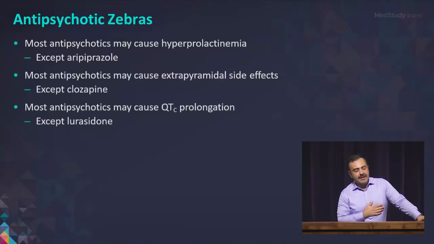There are a few zebras in antipsychotics. The only antipsychotic that does not cause hyperprolactinemia, it actually decreases the prolactin, is aripiprazole. The only antipsychotic that does not cause EPS is clozapine. And the only antipsychotic that does not cause QTc prolongation is lorazepam.